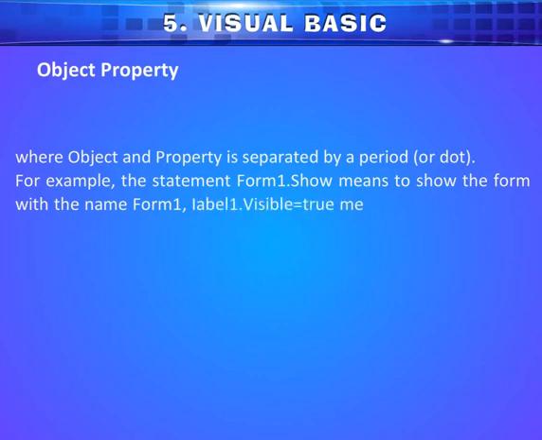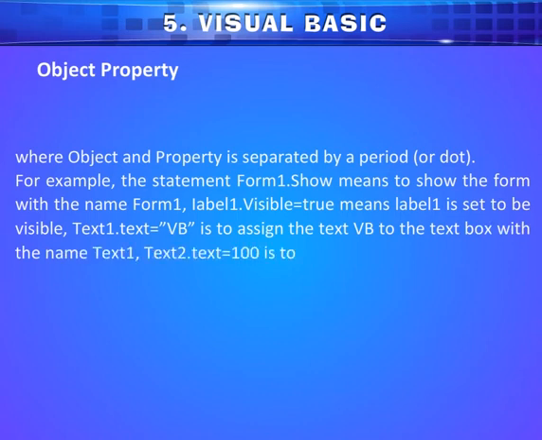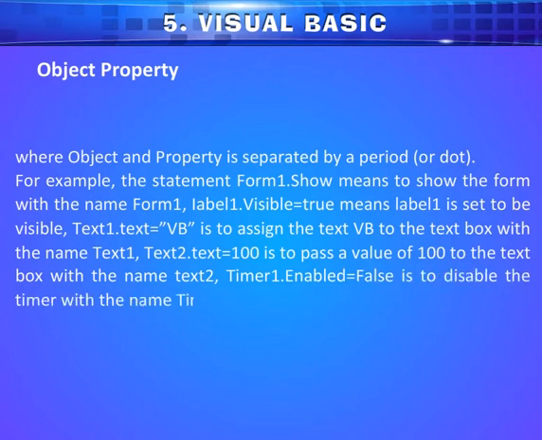Label1.visible = true means label1 is set to be visible. Text1.text = "VB" is to assign the text VB to the text box with the name text1. Text2.text = 100 is to pass a value of 100 to the text box with the name text2. Timer1.enabled = false is to disable the timer with the name timer1, and so on.